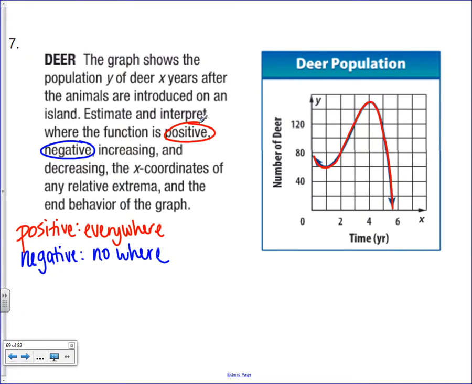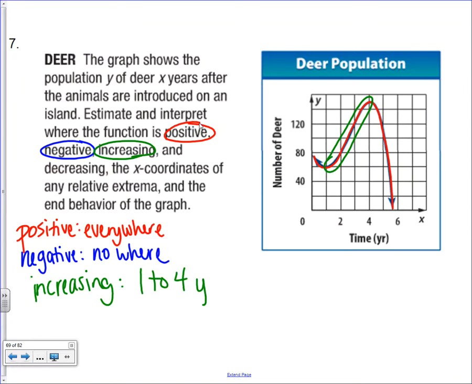Okay, next we have increasing, and I'm putting that in green. Somebody describe for me where this thing is going up. About 1, she says, to where? To 4. So I'm going to circle that in green. And you just told me from 1 to 4 years, which means the deers were growing. Their population was growing from 1 to 4 years.